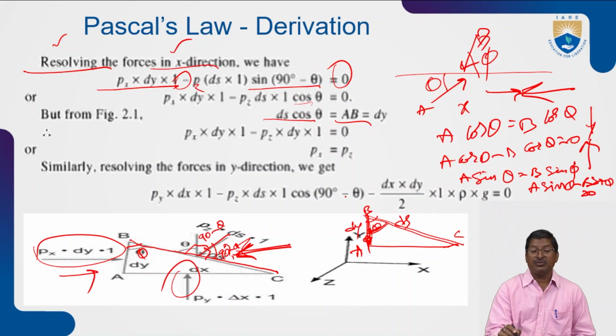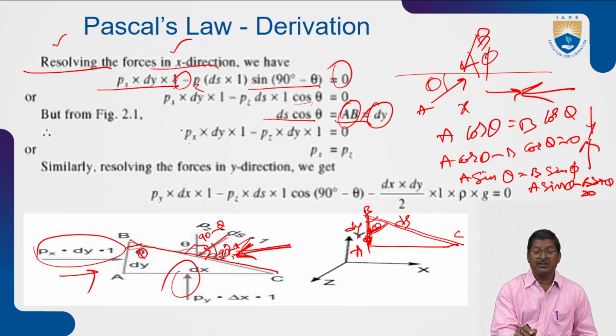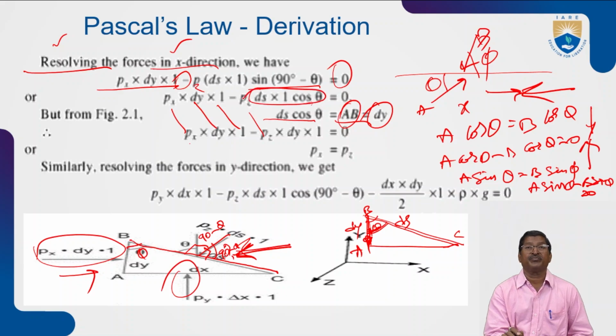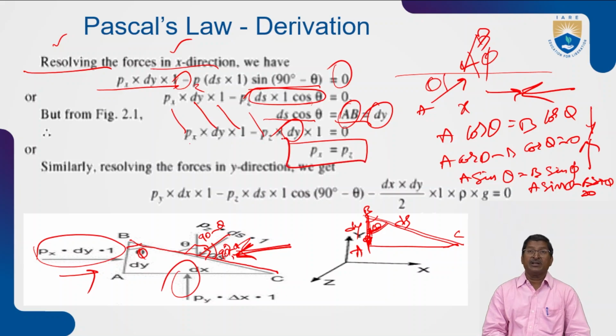Okay. So wherever ds cos theta is there, you can put AB, or also you can put dy. So Px here dy into 1 minus Pz ds is there. So instead of ds cos theta, you can put dy is equal to 0. Then dy and dy get cancelled, Px is equal to Pz. So we have got the pressure in x direction equal to the pressure in z direction.